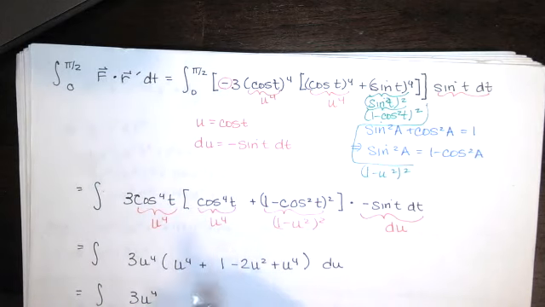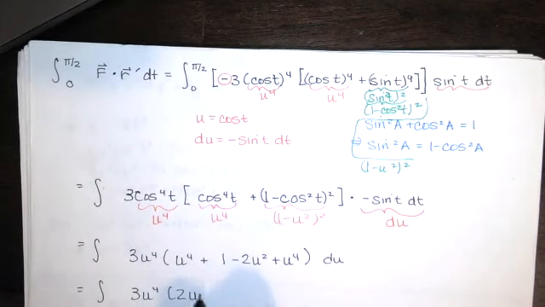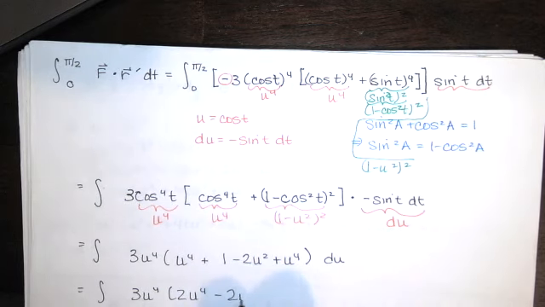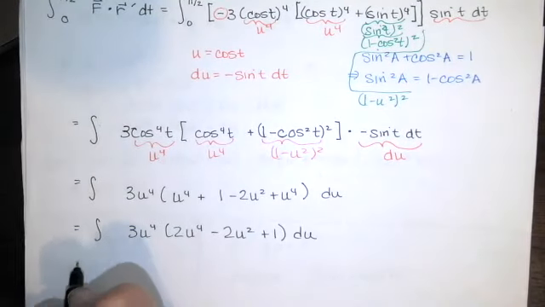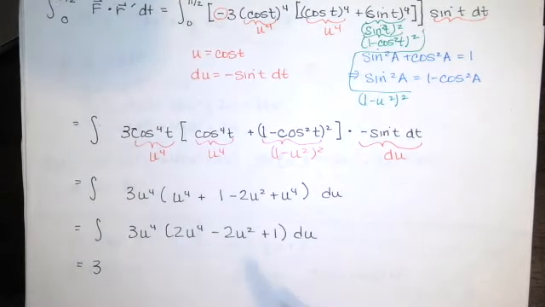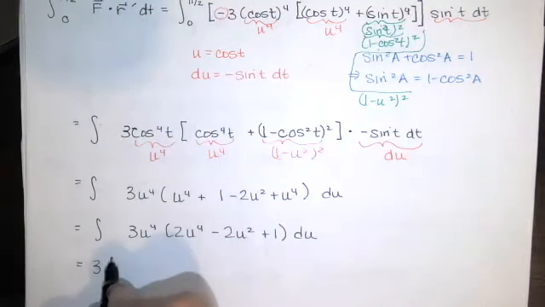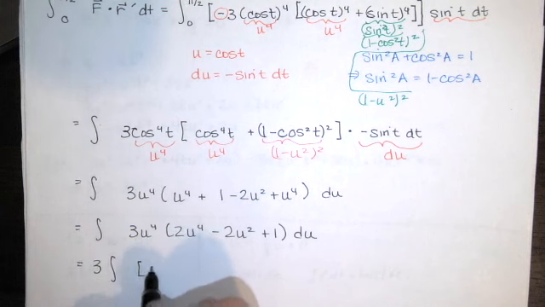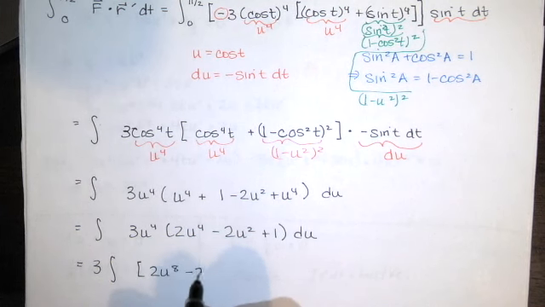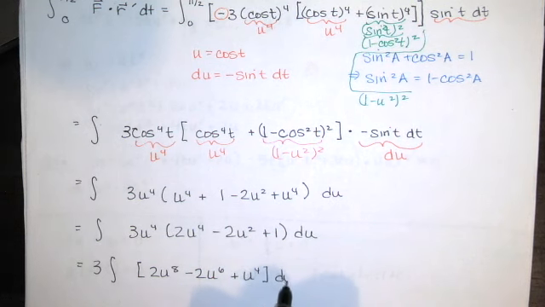Now I've got a u to the fourth times a u to the fourth. That's 2u to the fourth minus 2u squared plus 1. Not too bad at all. And we'll distribute. You can take out that 3 if you want to. Distribute the u to the fourth. And we'll have 2u to the eighth minus 2u to the sixth plus u to the fourth du.